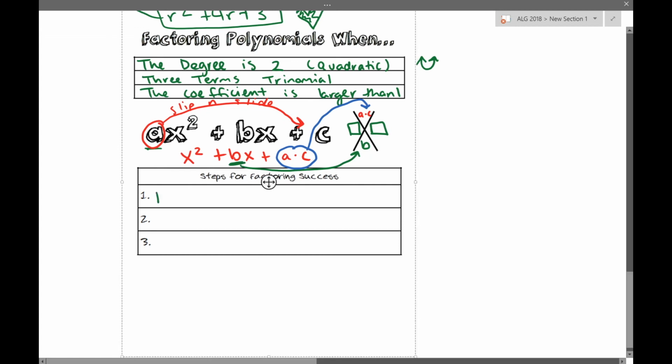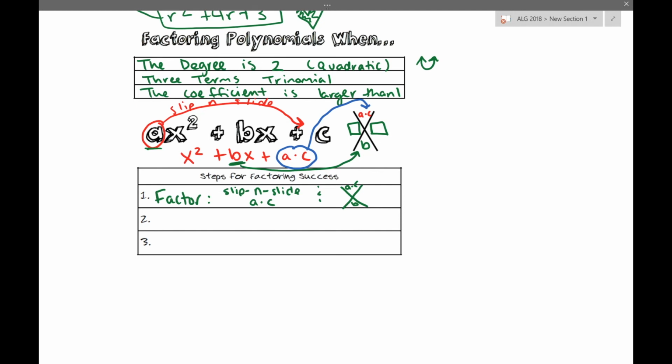The first step is to factor. Well, what do I mean by factor? We're going to slip and slide, which just means A times C, and then you're going to place that at the top. You're going to put an A times C and a B at the bottom. And then you're going to figure out what multiplies to A times C, but also adds to B.